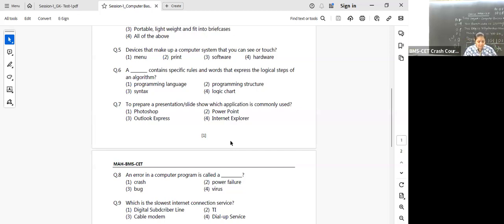Next one, to prepare a presentation or slideshow, you need PowerPoint. PowerPoint, 1-on-1. You should get at least one mark for this. Next, an error in a computer program is called a bug. Bug. Yeah, online you're correct. Very good.